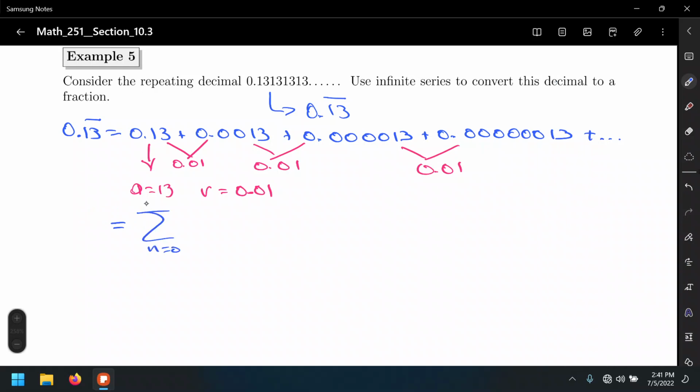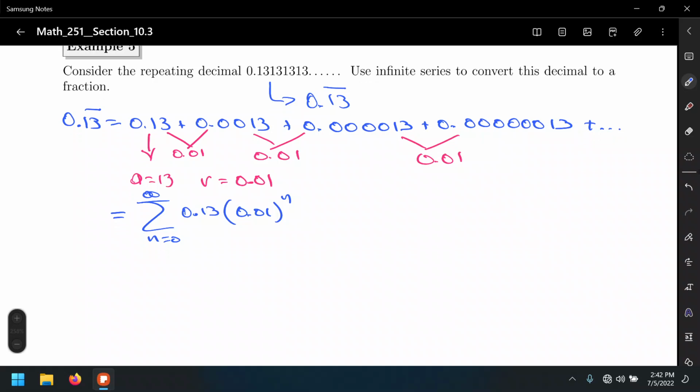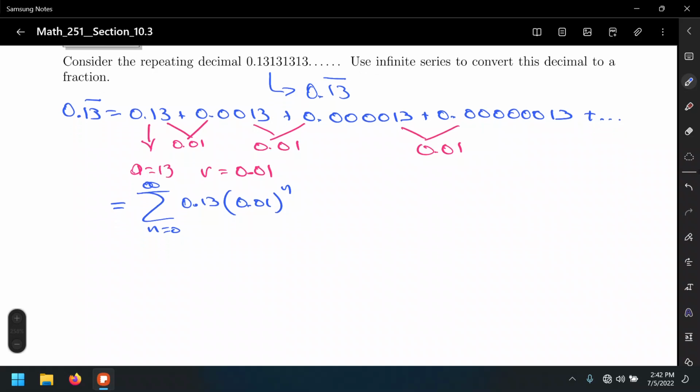n equals 0, 0.13 times 0.01 to the n power. And in this case, this series is given starting at n equals 0. Well, it should work, because if we plug in n equals 0, that's 0.13 times 0.01 to the 0.